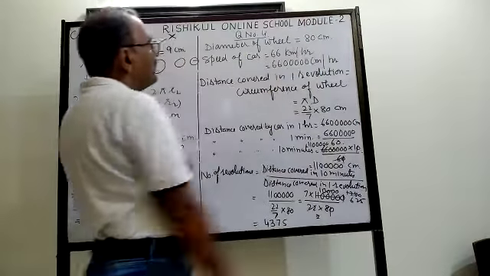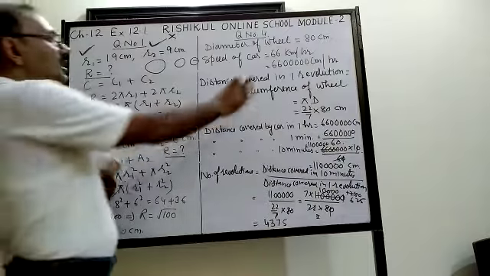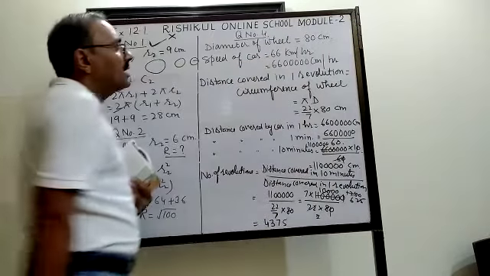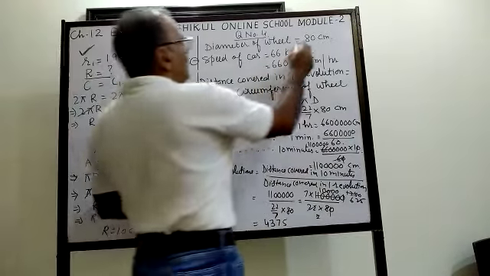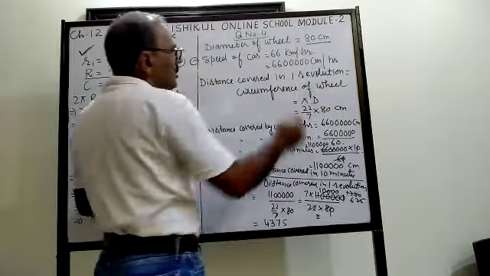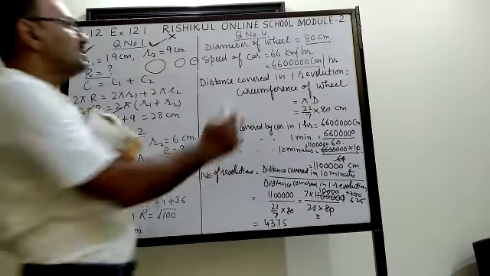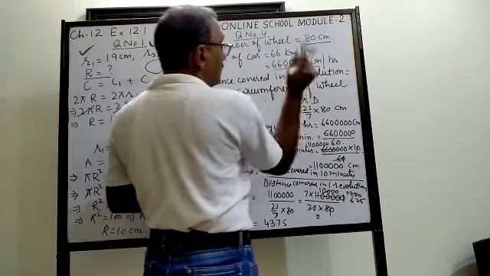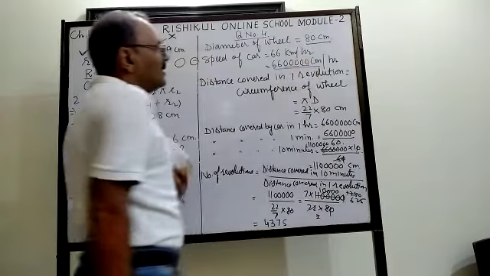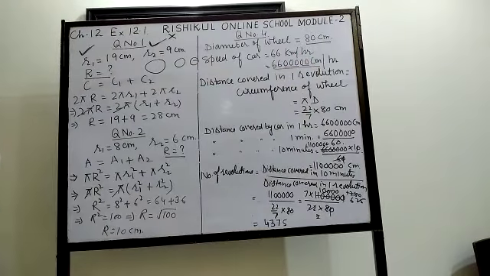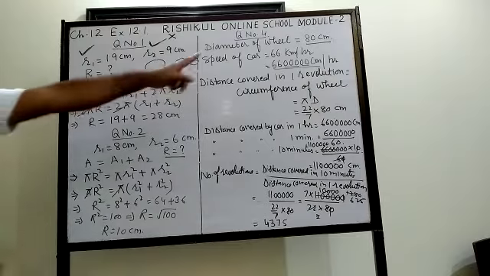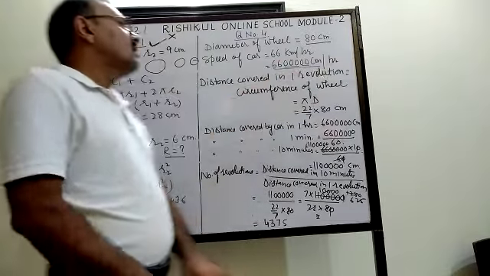diameter of the wheel, you know very well, 80 centimeter, and speed of car, it is given that 66 km per hour, and your diameter it is in centimeter. So convert this kilometer into centimeter. 1 kilometer equal to 1000 meter and 1 meter is equal to 100 centimeter. So 66 multiplied by 1000 into 100 centimeter per hour.